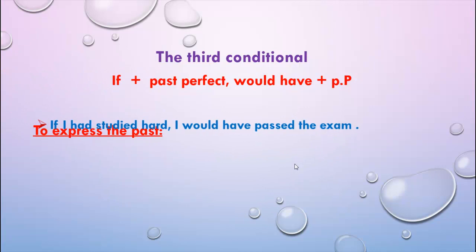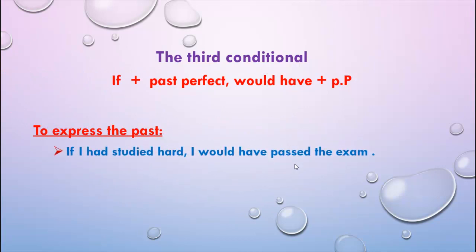Look at this example. If I had studied hard, I would have passed the exam. Here we are speaking about a person who regrets not studying in the past. In fact, he didn't study in the past, and he regrets this. So he says, if I had studied hard, I would have passed the exam. Do you understand whether he passed the exam or not? Yes, he didn't pass the exam.